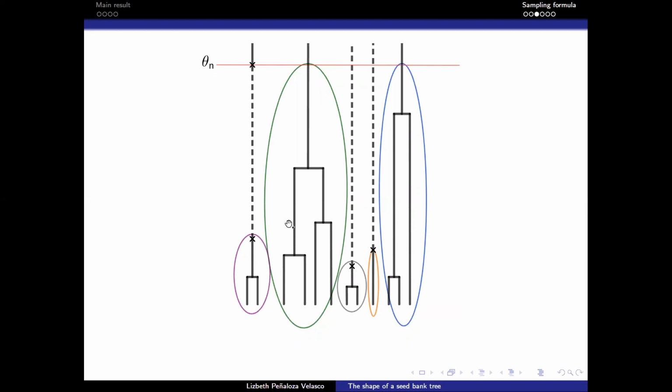So at the end, we have that, in this case, the green table and the blue table have the number of plants that have not visited the seed bank. And the other 3 tables, purple, gray, and orange, have the number of plants that visited the seed bank at some time from 0 to time theta n.